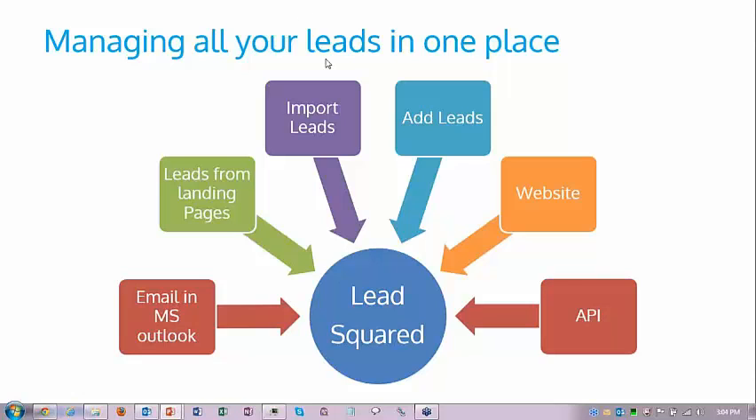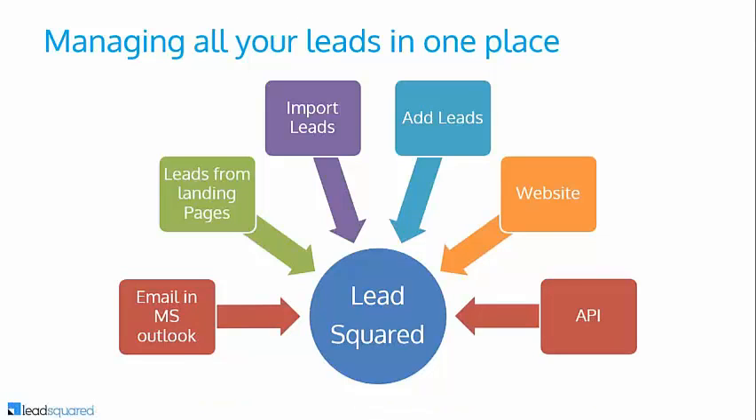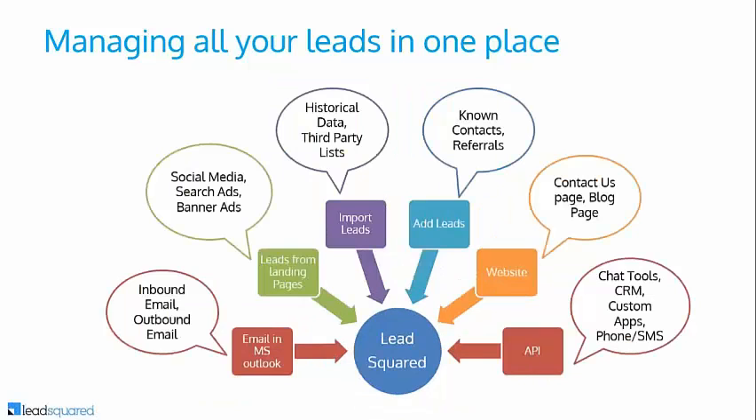On the next slide, I have given some examples of the use cases of these ways of adding leads. For example, in case of manually adding a lead, typically it would be for known contacts or referrals. In case of website, normally it would be on your contact us page or a blog page. You would have visitors there and you would want to capture their data as leads. In case of API, it would be typically chat tools that might be there on your website. You might be using a CRM system, from there you want to capture leads in LeadSquared, or custom business applications, or even phone and SMS. You receive a phone call and you want to capture that as a lead.